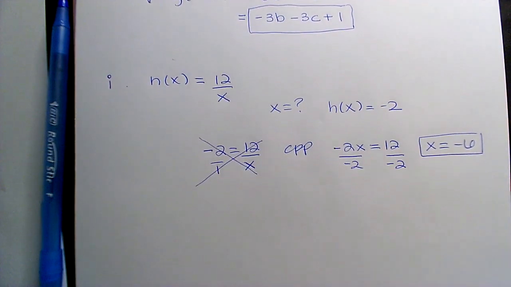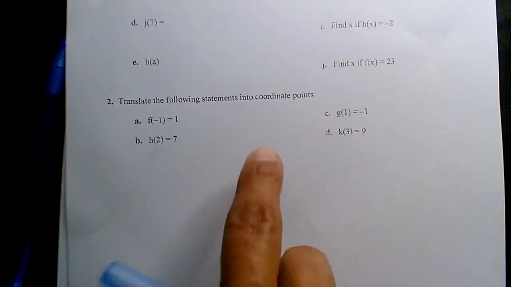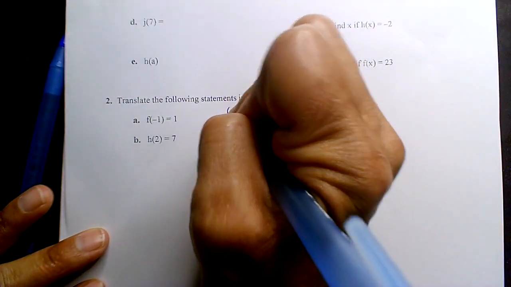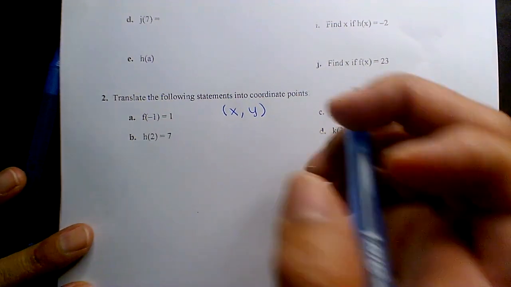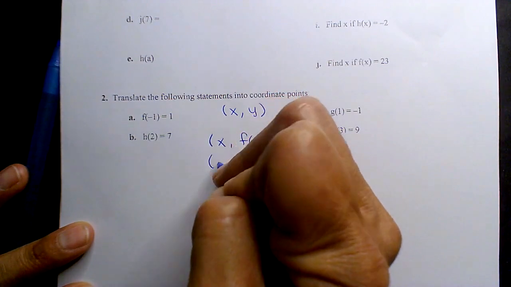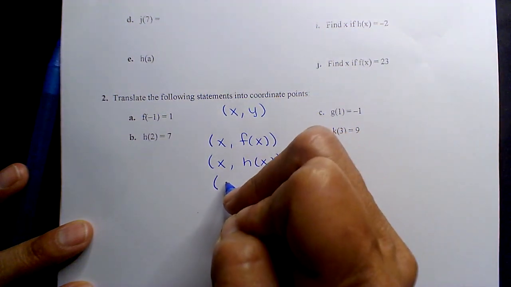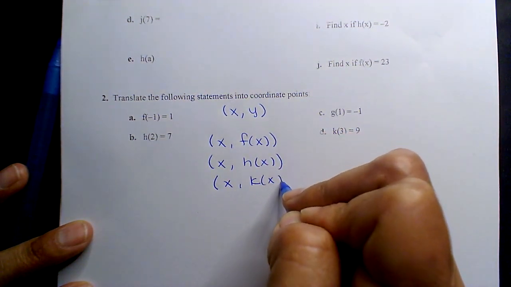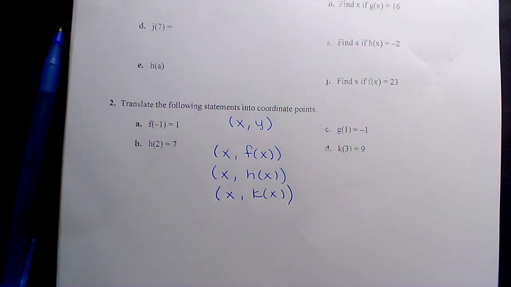Okay, if we just keep going, because we got the video going. Okay, translate the following statements into coordinate points. Remember, every coordinate is x and y, right? You guys know that. But since we're talking about function notation, it's x, f of x, or h of x, or g of x, whatever function we would have, k of x? K of x, right?